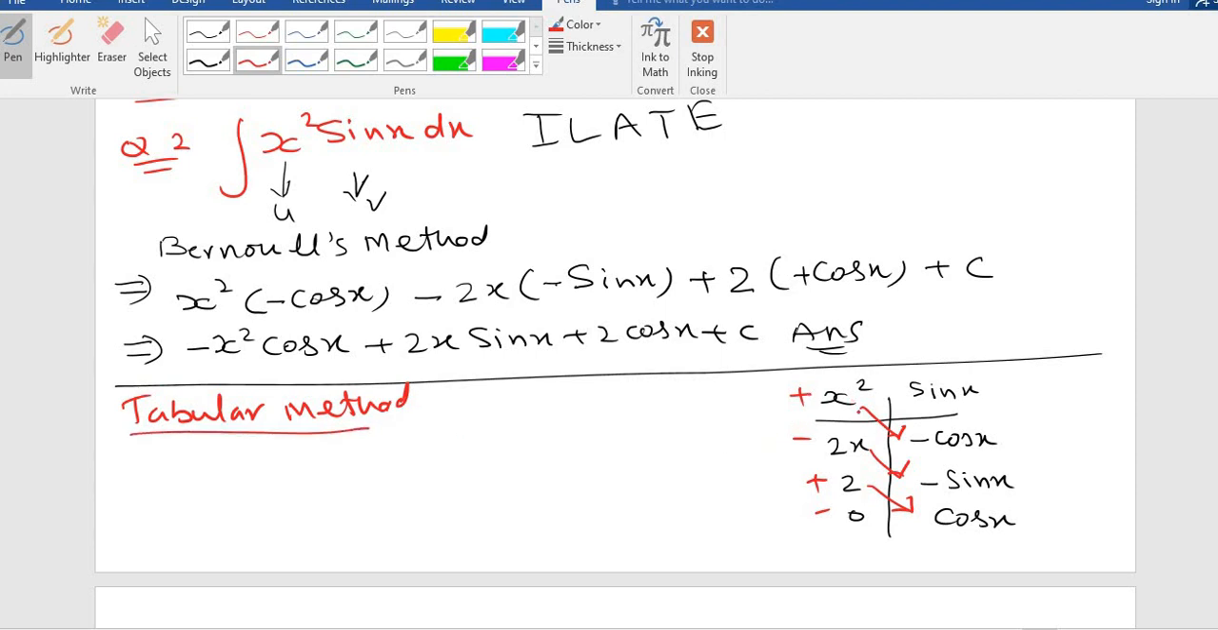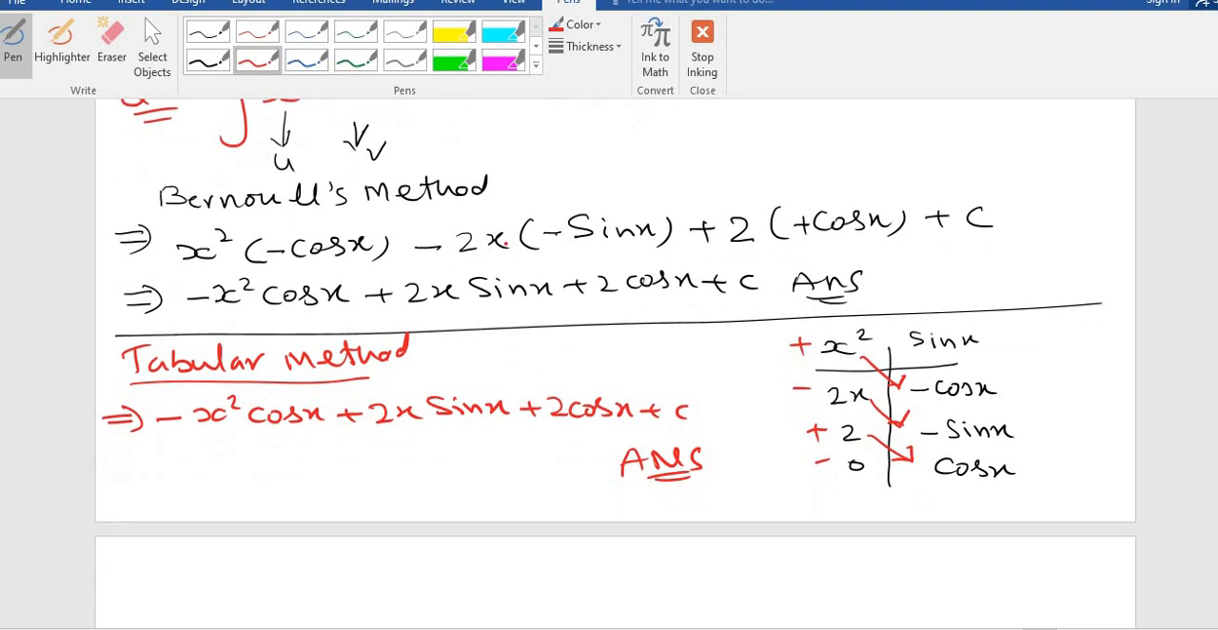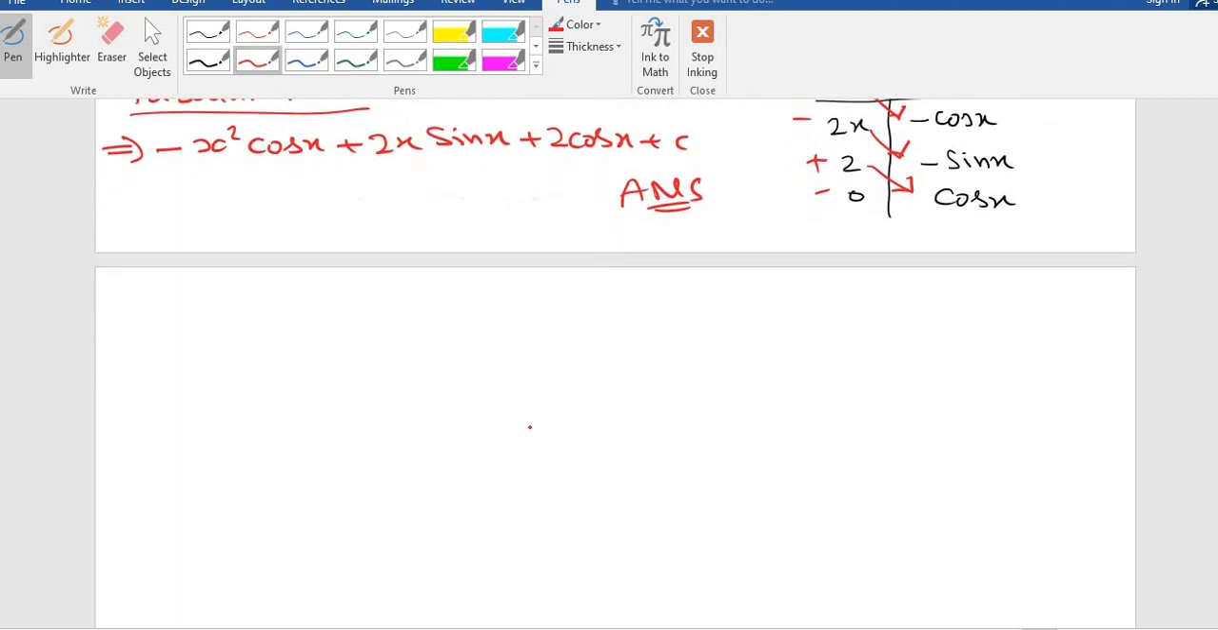Multiply: x square cosine of x, and see that one, minus multiplied by minus is plus 2x sin x, and plus multiplied by plus is plus 2 cosine of x plus c. So see that one, the result by using Bernoulli's method and the result by using the tabular method are the same. So you can use both ways. If you understand this one, you can write it in the exam this way. But if a condition is given, then you have to adopt the rules.